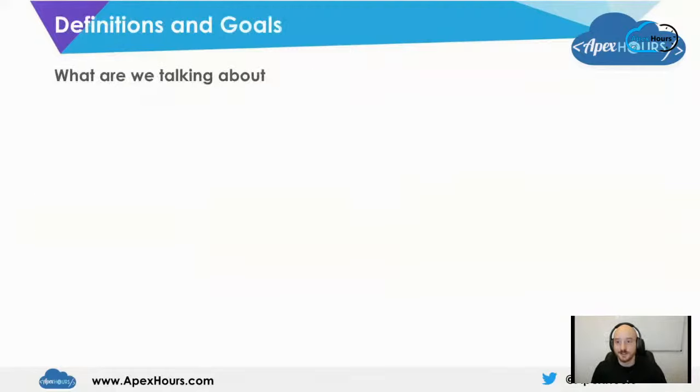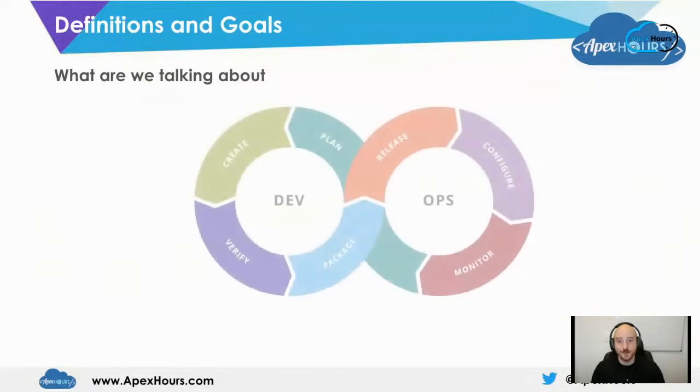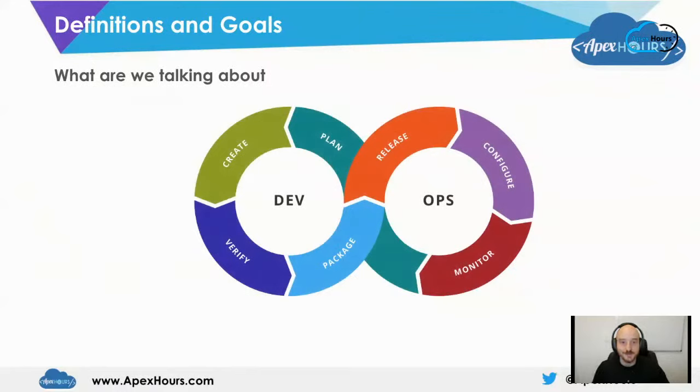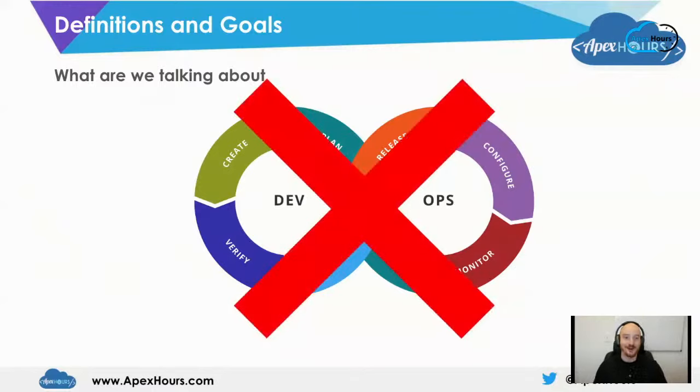So let's dive in. Definitions and goals. What are we talking about here? We've all seen this DevOps infinity symbol here, and I just got to tell you, that is not what we are talking about today. We're not going to be giving marketing kind of things, just a vague definition of what we're talking about. We're actually going to give you explicit, direct things that you can use within your pipeline.